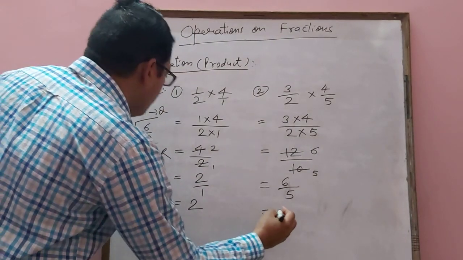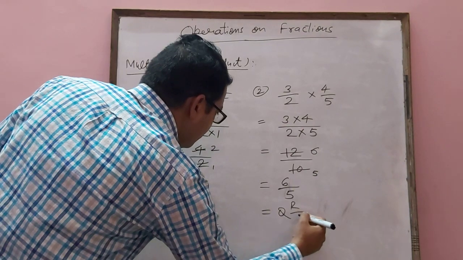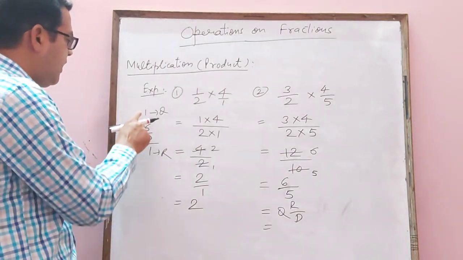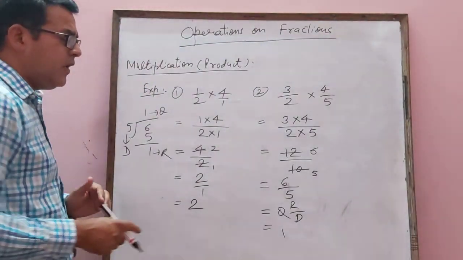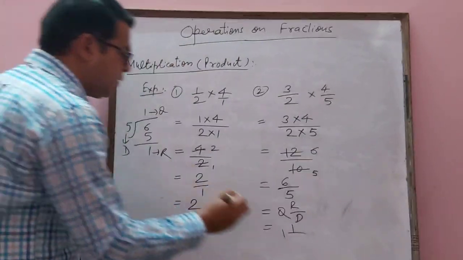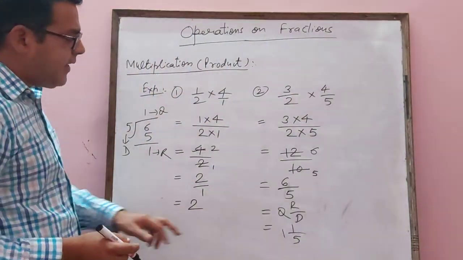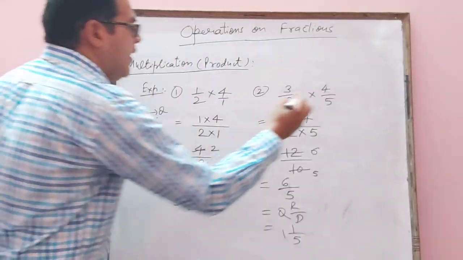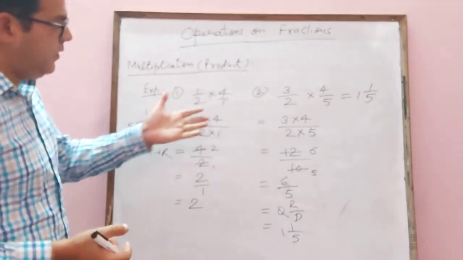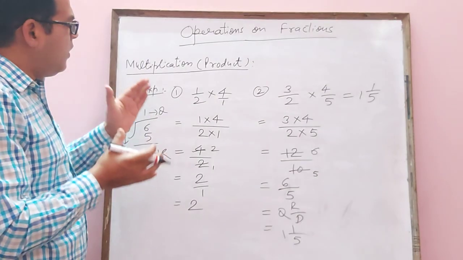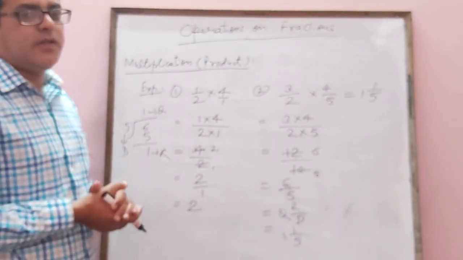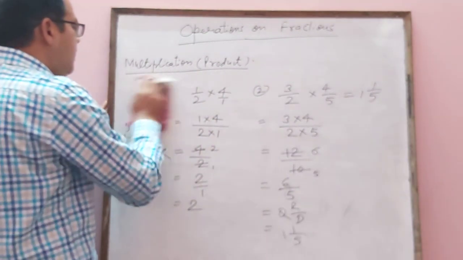So according to the rule, the quotient we take as a whole, then R by D we write here. So what is the quotient here? 1. So 1 we write here as a whole. Then the remainder is 1, and the divisor is 5. So we can write it as 1 whole 1 by 5. So the product is 1 whole 1 by 5. Hope guys you understand. So this is the way we multiply two fractions with each other, right? One more example I am taking here.